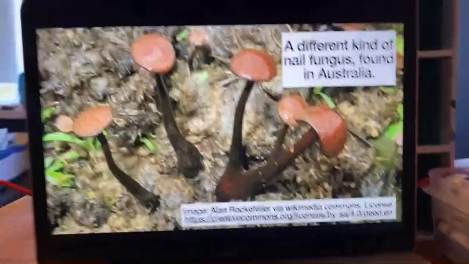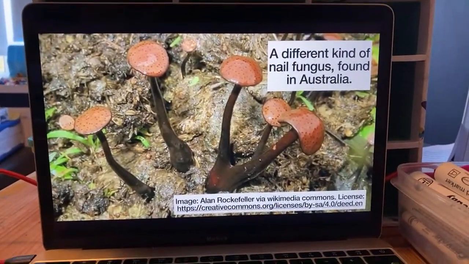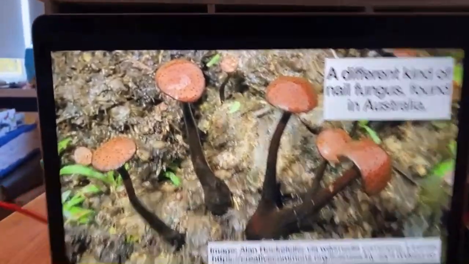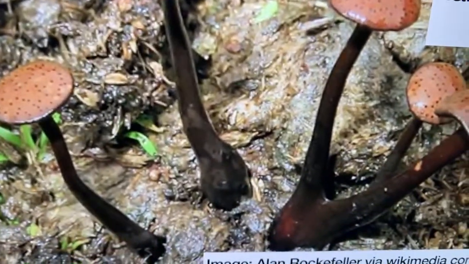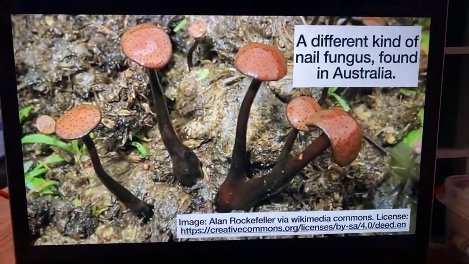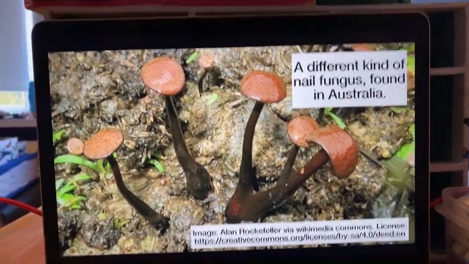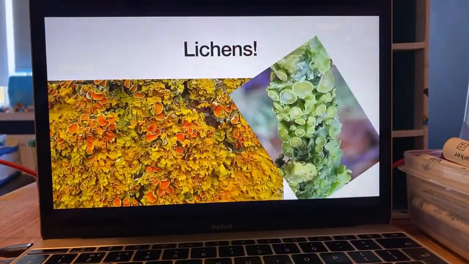This is just out of interest, because I found the picture and I thought it was bloody gorgeous. Look at that. This is a different kind of nail fungus found in Australia, because everything in Australia is more interesting. Look at that. I would absolutely swear that someone had made a beautiful metal statue of some fungus, but no, that is actually a living thing. Whoa. Right, we'd better move on, haven't we?